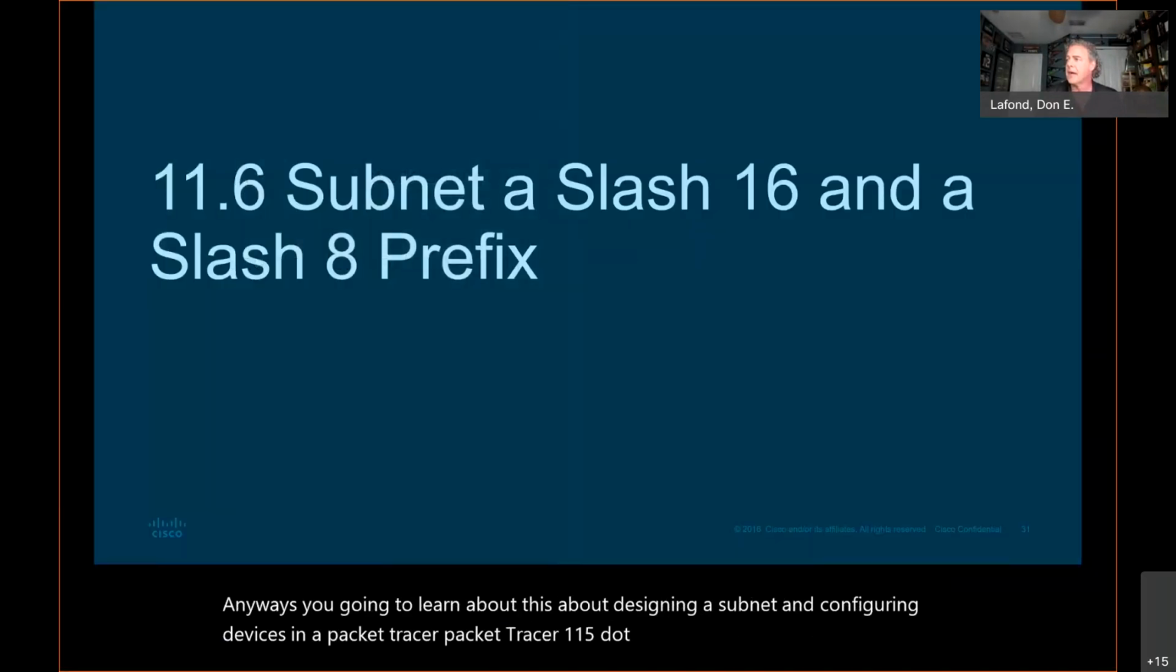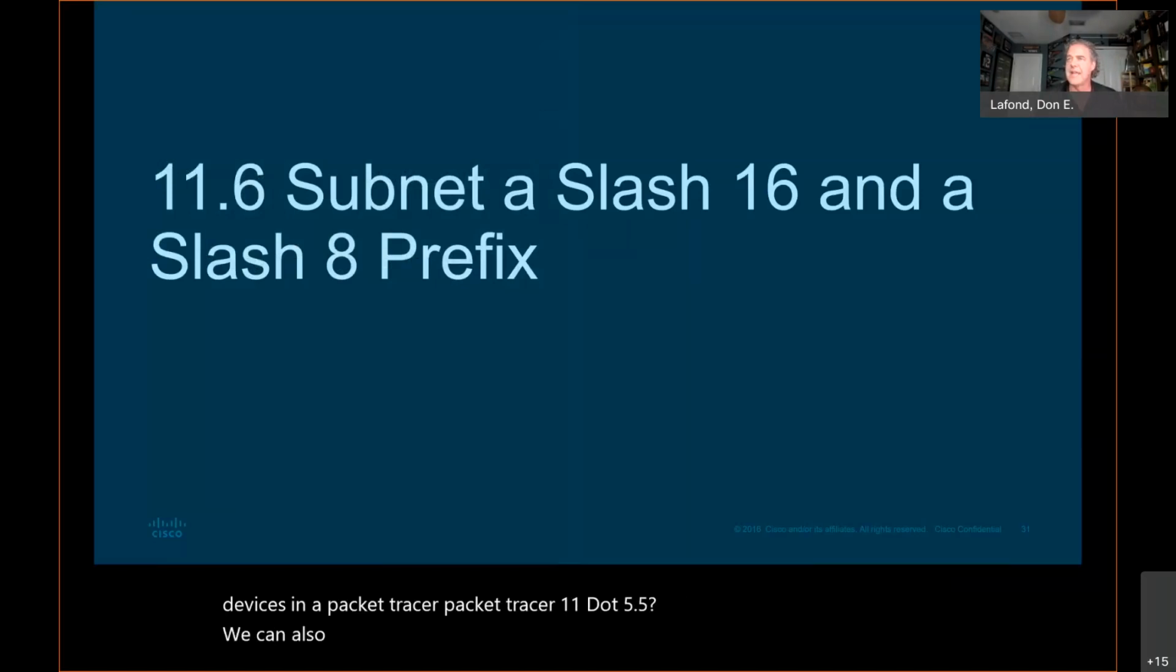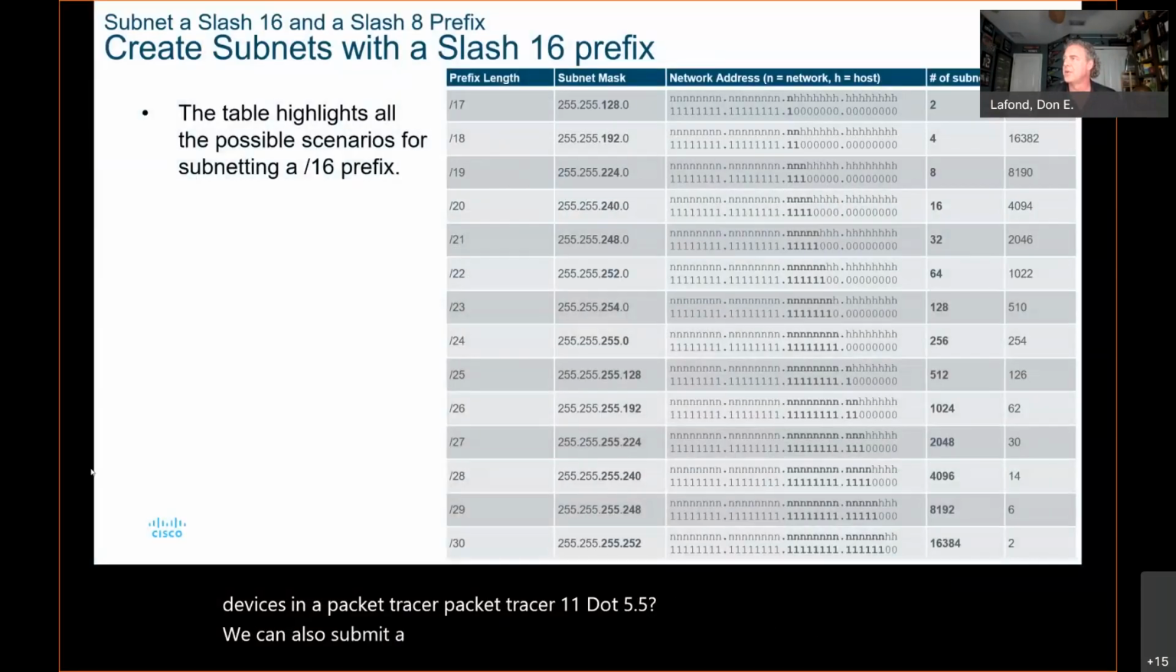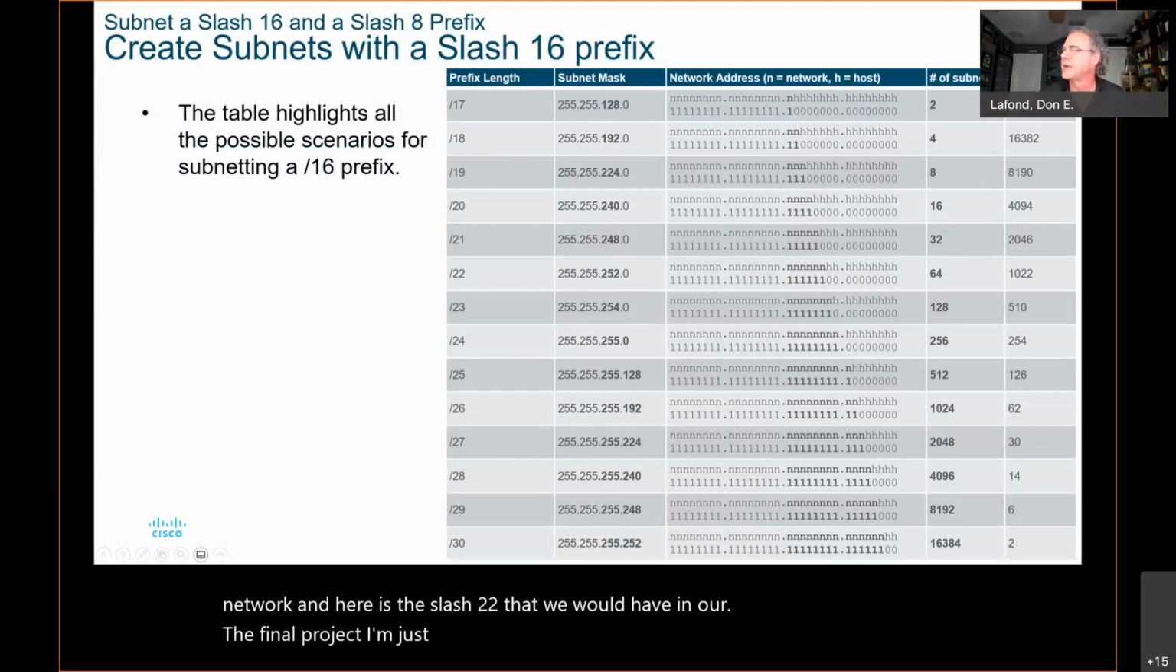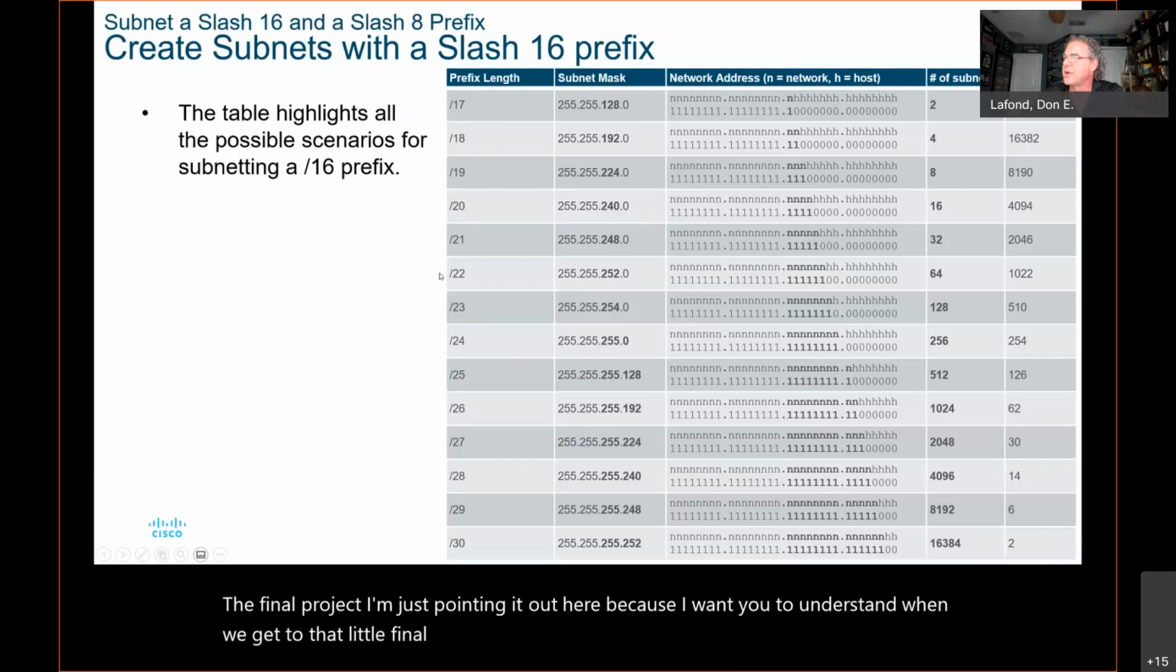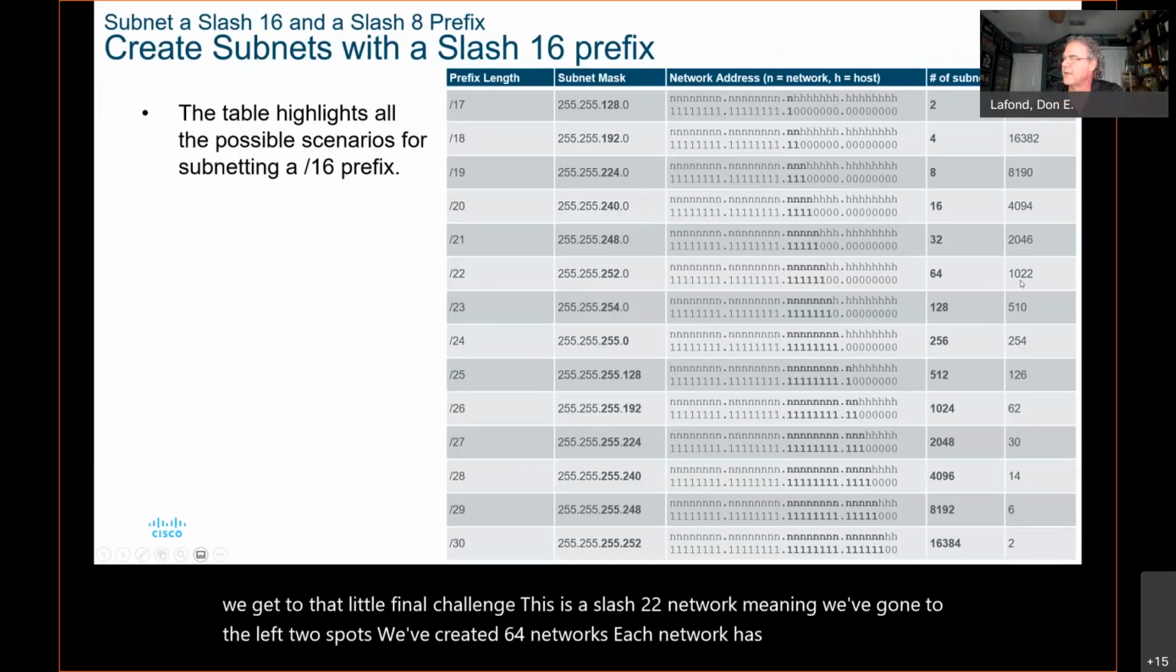11.5.5. We can also subnet a /16 and a /8, and here they show you the /16 network, and here is the /22 that we would have in our final project. I'm just pointing it out here because I want you to understand when we get to that little final challenge, this is a /22 network, meaning we've gone to the left 2 spots. We've created 64 networks. Each network has 1,022 addresses in it.